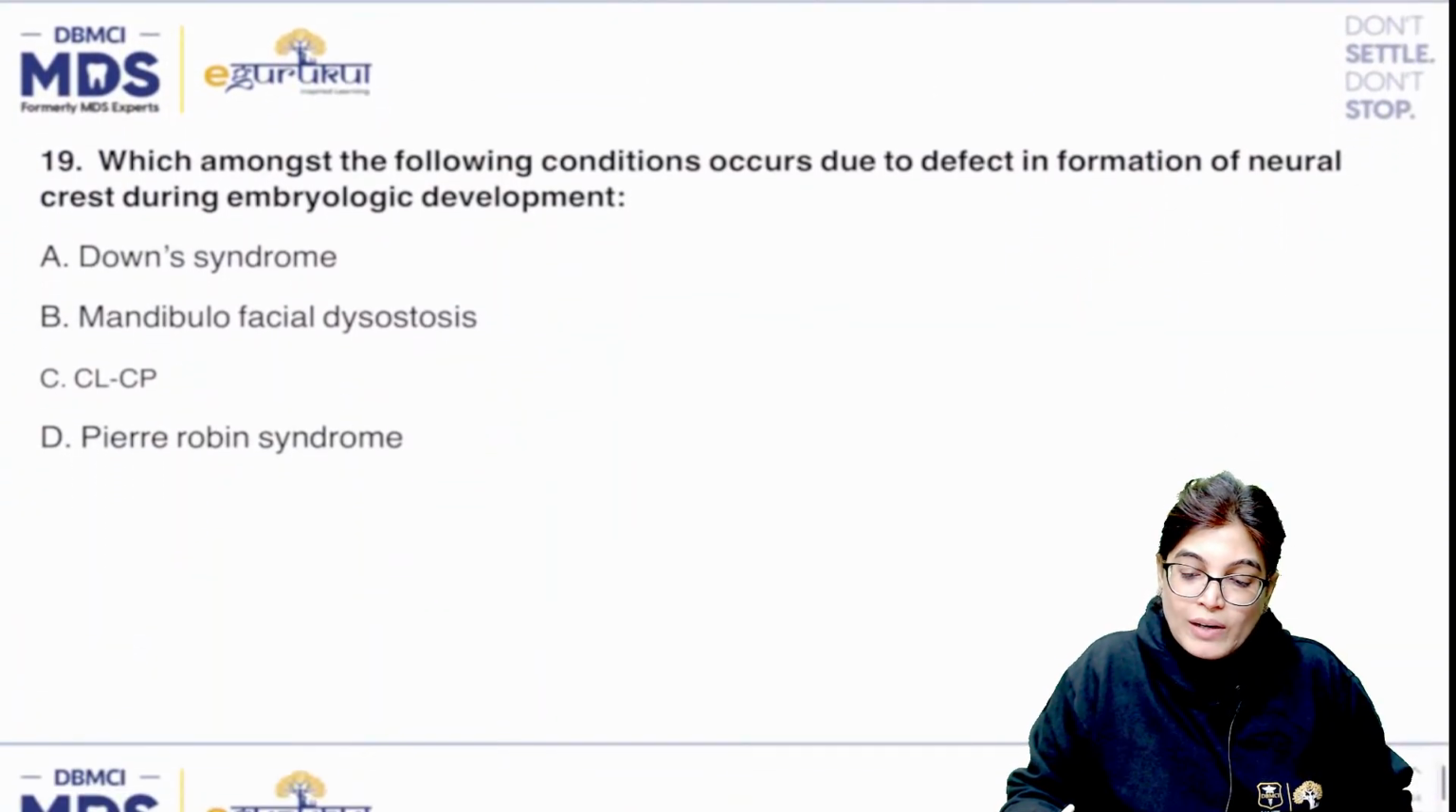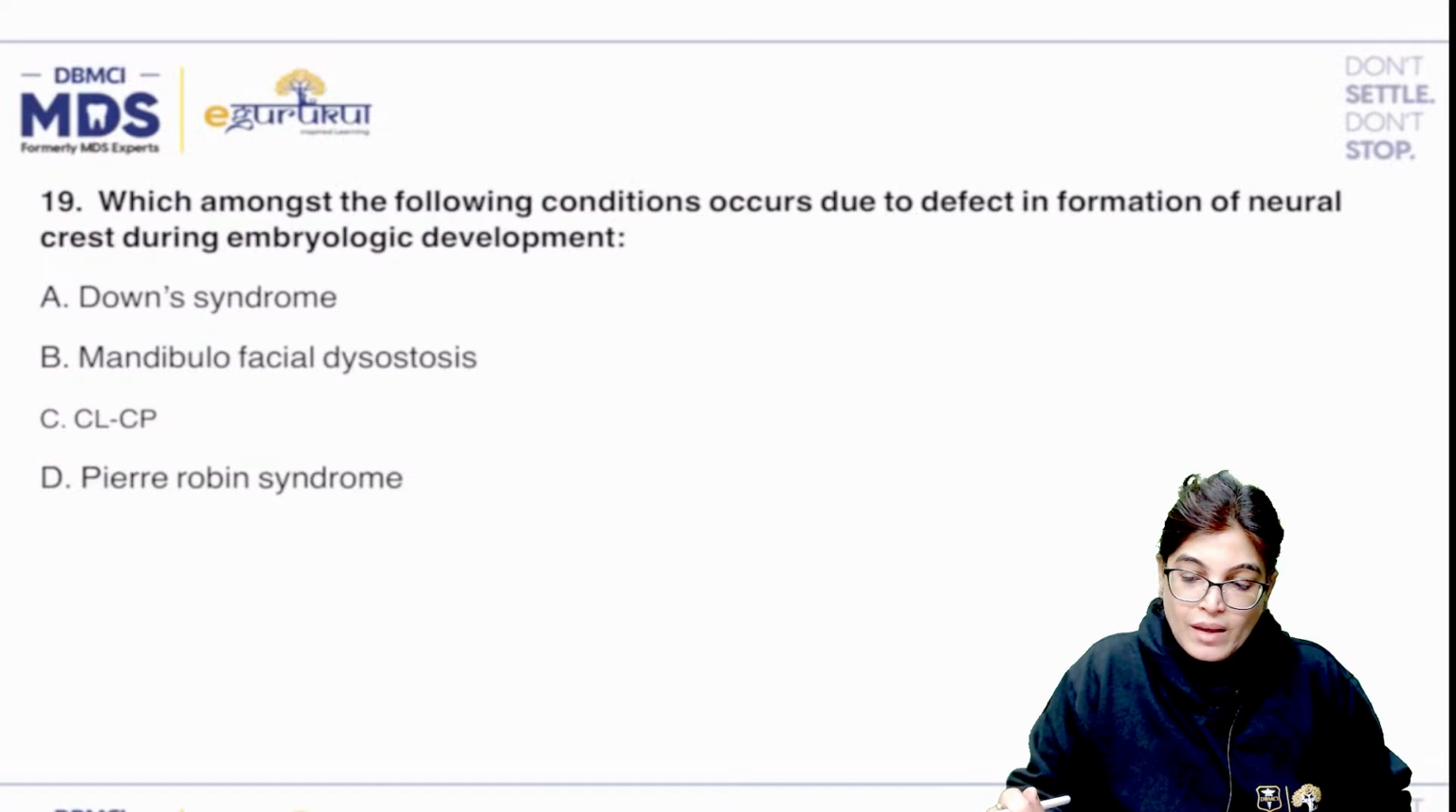Now, which among the following conditions occurs due to a defect in formation of neural crest cells during embryonic growth?